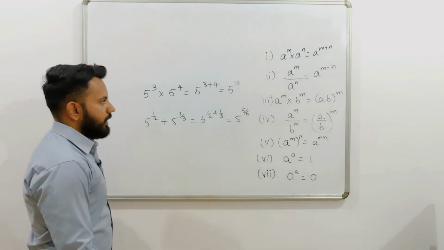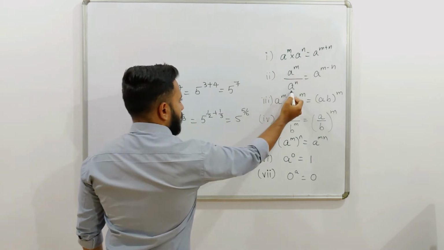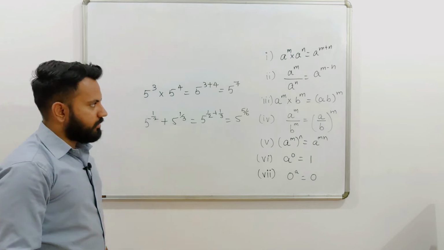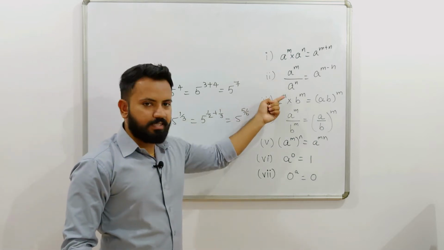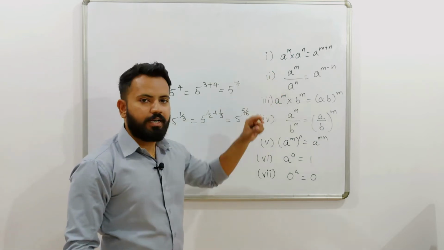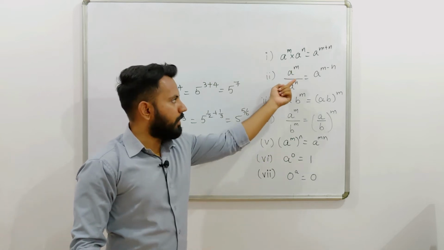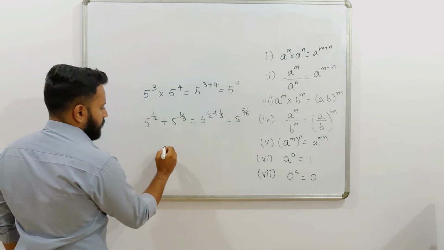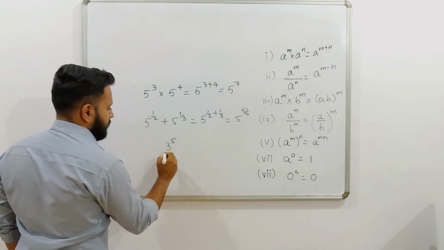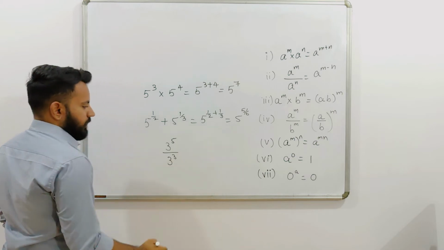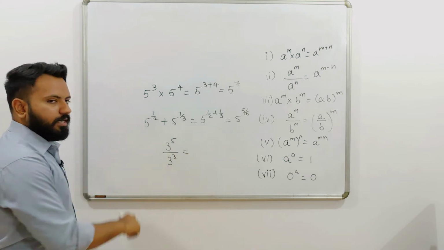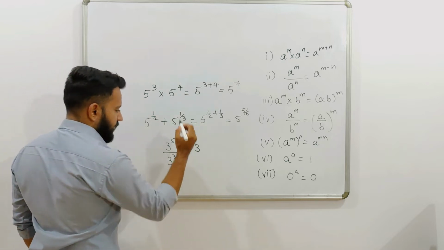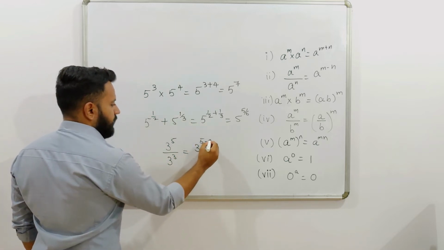Moving on to the next law, it says that a^m upon a^n is equal to a^(m−n). What does that mean? That means that if the bases are the same and both the exponents are in division, what you will do with the power? You will just subtract the power. For example, if my exponent is 3⁵ upon 3³, as you can see over here, in both the exponents the base is same, that is 3. So we'll write the common base, that is 3, and take the power as 5 minus 3.